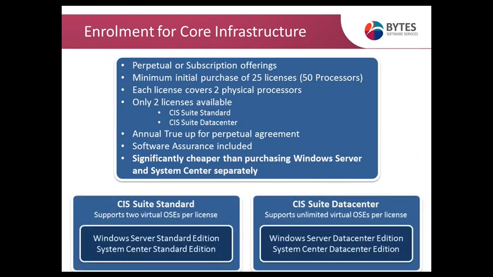I mentioned the two types of licenses. The Core Infrastructure Suite Standard license supports 2 virtual operating systems per license, and each license covers 2 physical processors. What's included in it? Well, that includes Windows Server Standard Edition and System Center Standard Edition. Core Infrastructure Suite Data Center license supports an unlimited number of operating systems per license, and that includes Windows Server Data Center Edition and System Center Data Center Edition. Essentially, these two products are exactly the same. The only difference being is in the virtualization rights.